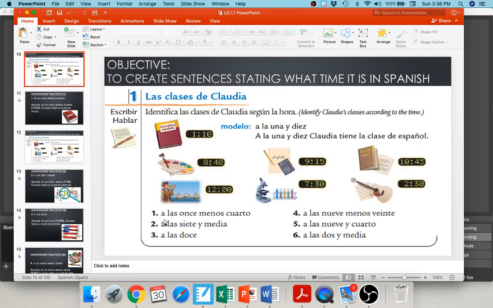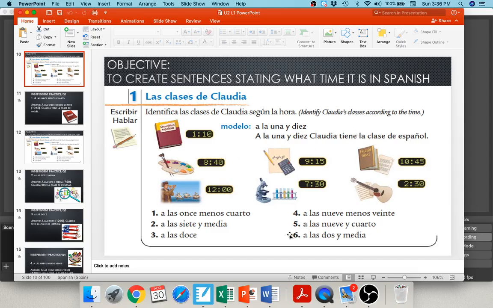So, as we look here at the model, you can see a book here. It looks like a Spanish book. It says Gramática Española, perdón. And we're trying to say that a la 1:10, at 1:10, Claudia tiene la clase de español. So this will give you a little bit of practice with your school subjects. So a la 1:10, Claudia tiene la clase de español. All of your sentences here are going to start in the same kind of formulaic way. You're going to have a time, at such and such a time, Claudia has, Claudia tiene, and then whatever class is going to change.